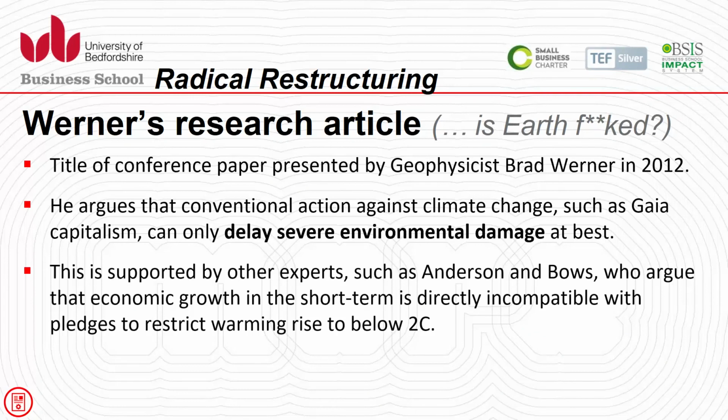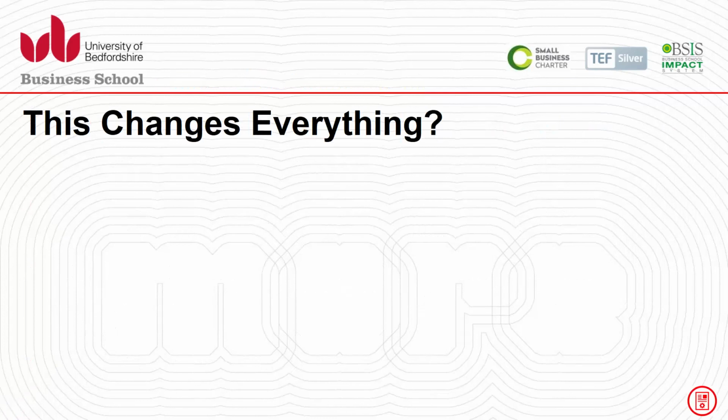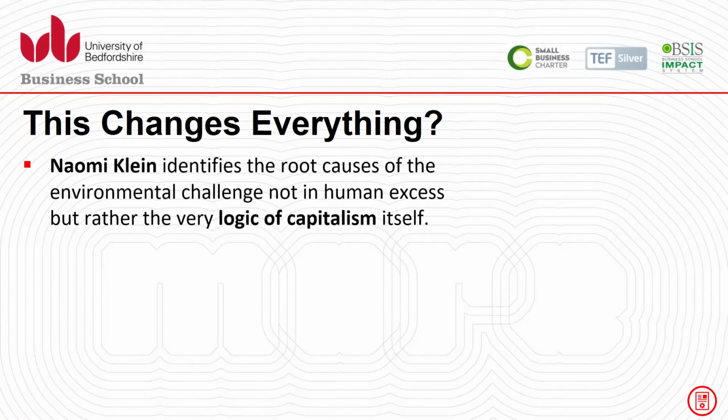This is supported by other experts and scientists such as Anderson and Bows, who argue that economic growth in the short term is directly incompatible with the pledge to restrict the warming rise to, let's say, below 2 degrees centigrade. So the solution is direct action, activism and resistance movements, instead of cost-benefit analysis or the environmental management approach. This changes everything for everyone.